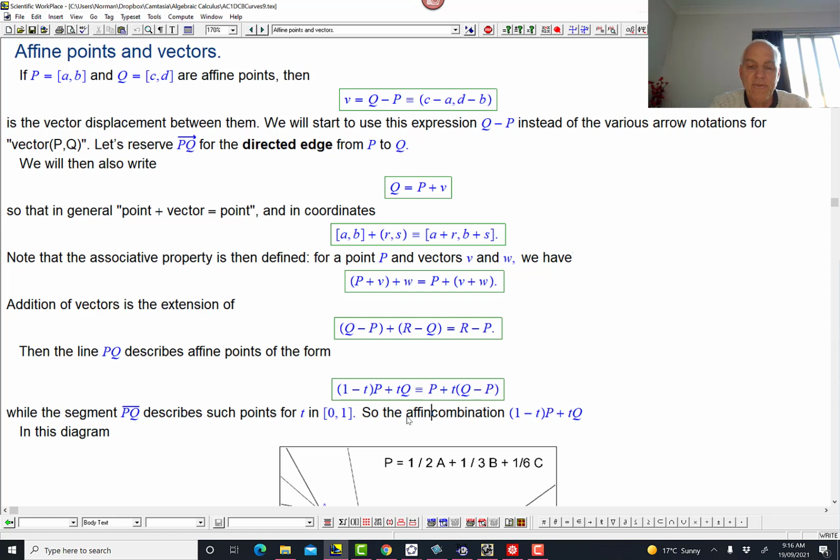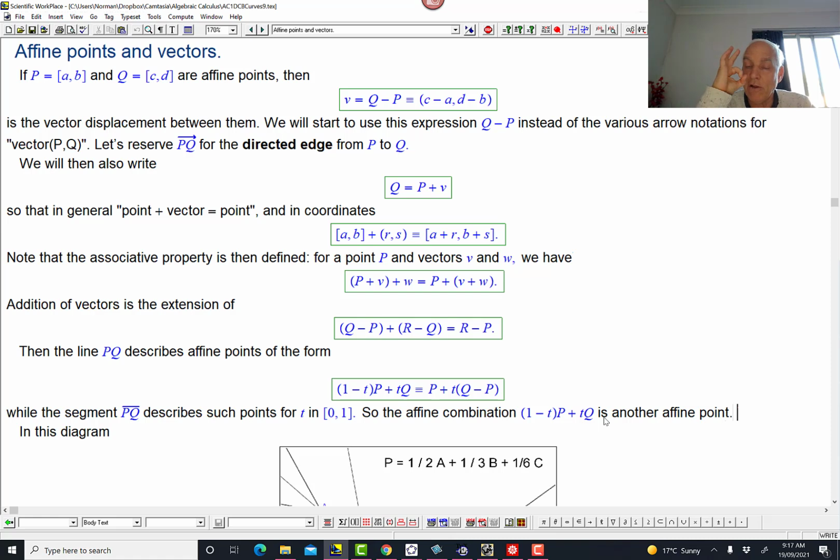Let's write affine. So it's not really a linear combination in that these coefficients are not arbitrary. We're not taking t1 P plus t2 Q. No, we're taking (1 minus t) P plus t Q. That is an allowable affine combination. This is another affine point. We take affine combinations, we get another affine point.